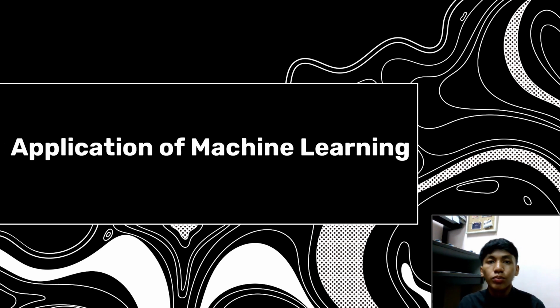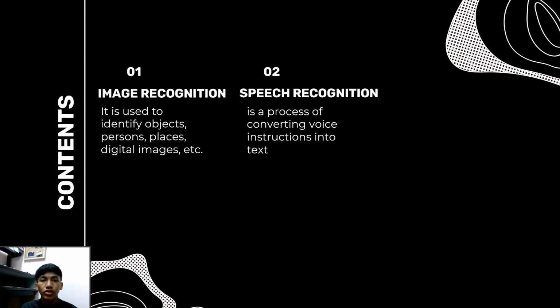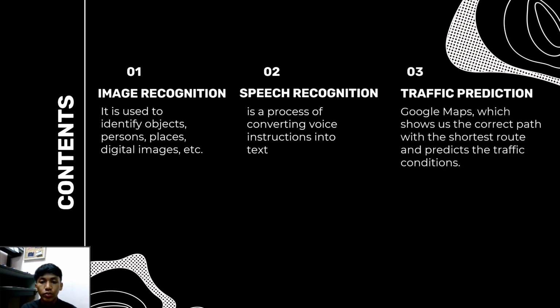So the next subtopic will be applications of machine learning, and I will explain to you what the applications of machine learning are. Firstly, we have image recognition, and it is used to identify objects, persons, places, and digital images. Second, we have speech recognition. It is a process of converting voice instructions into text. And next, we have traffic prediction, like Google Maps, which shows us the correct path with the shortest route and predicts the traffic conditions. And next, we have product recommendation.